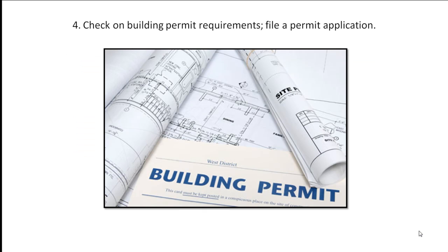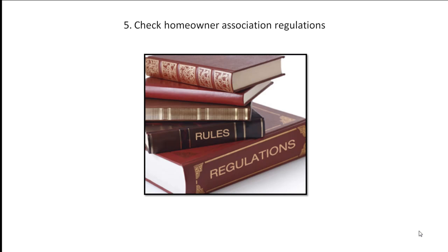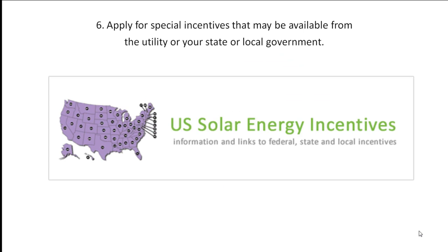Number 4. Check on building permit requirements. File a permit application. Point number 5. Check homeowner association regulations. File necessary paperwork for permissions to install the system if required. Number 6. Apply for special incentives that may be available from the utility or your state or local government.